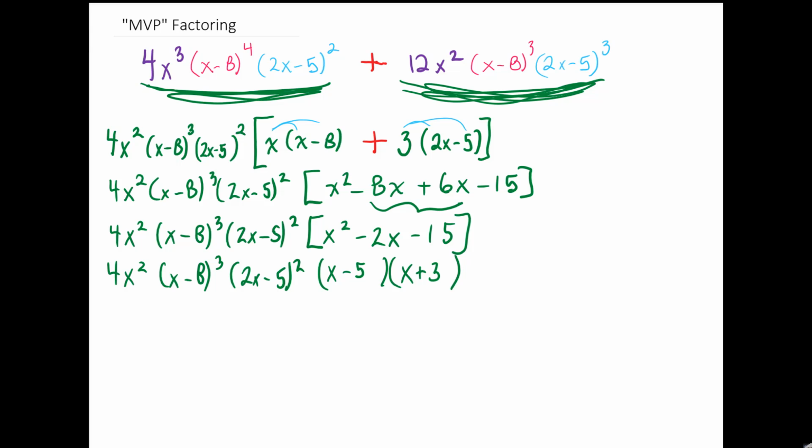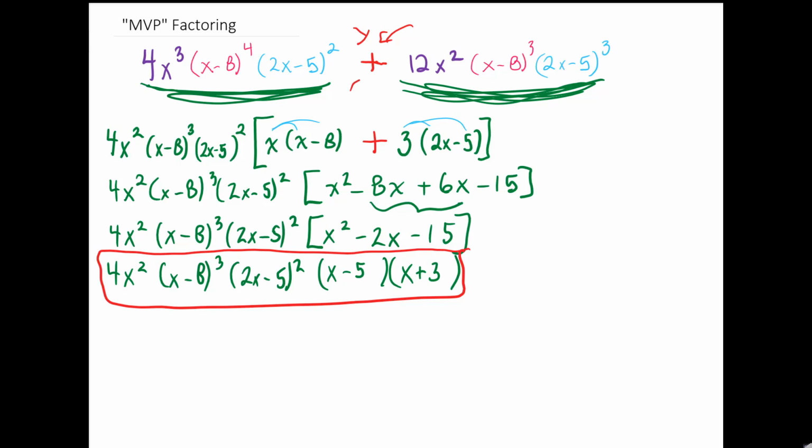So what has this accomplished for us? This means that this answer that I'm boxing down here at the bottom is a product. It's a bunch of things being multiplied together, as opposed to our original problem that had this plus sign in it. So this is the idea of factoring, and this particular problem, because it's so complicated, you might think of it as a most valuable problem in factoring.